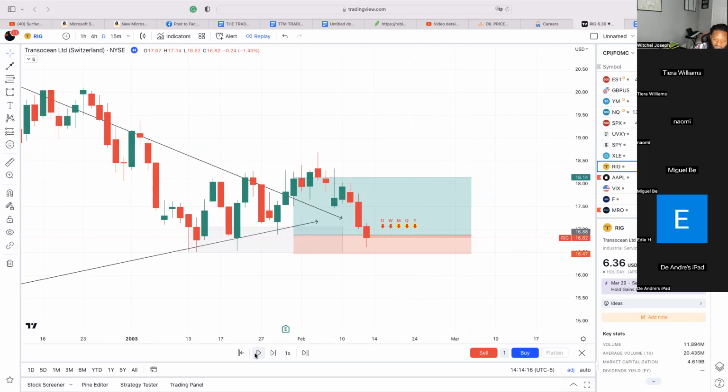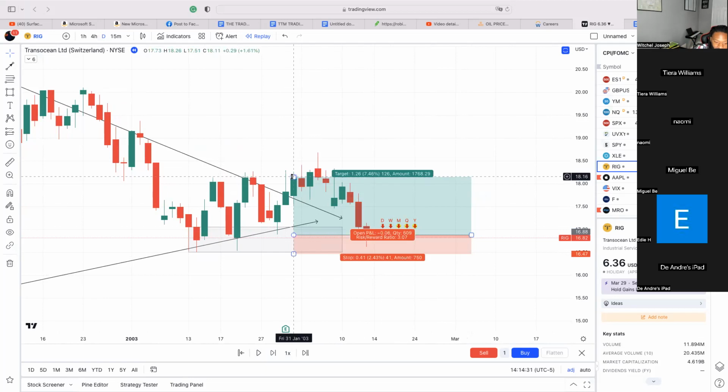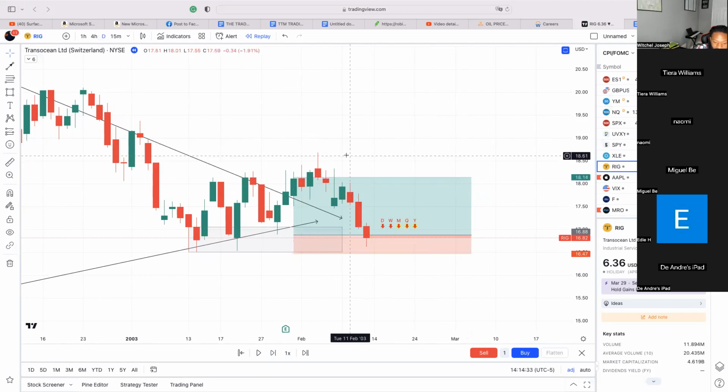Okay. All right, right there. You guys see that? That triggered my entry. Now I'm in the trade. But if this breaks this box, I lose this trade and I'm stopped out. But if it holds and it goes towards my target, then I win the trade. So let it play out.